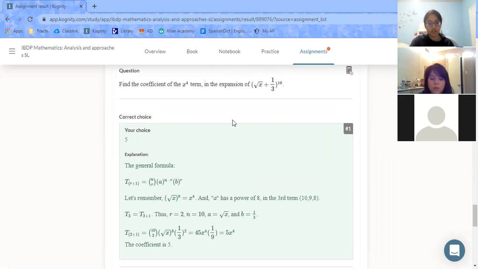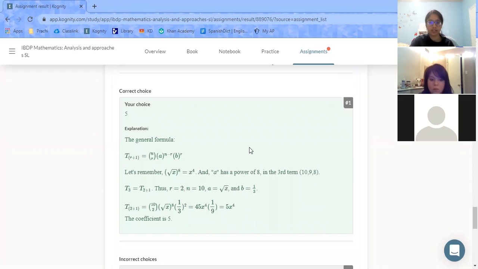And then, to get x to the power of 4 from square root of x, it would be x to the power of 8, because if you square it, you just get x. Sorry, I totally lost my train of thought. Okay, so if you square it, then you would get just x, and then you need 4 more. So it would be square root of x to the power of 8 equals x to the power of 4.